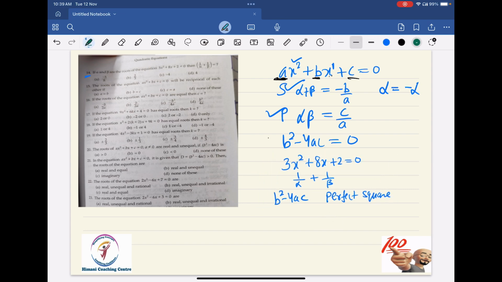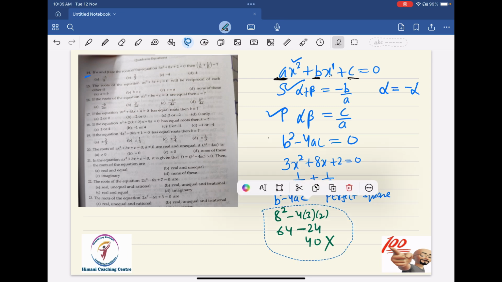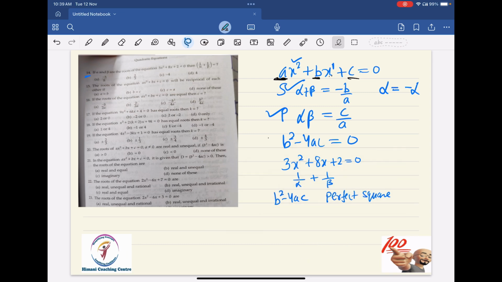Now let us look at this one. Here, if I do b square minus 4ac, which is 8 square minus 4 times 3 times 2. So this is 64 minus 24, and I am getting 40. Now 40 is not a perfect square. So that means we cannot do middle term splitting. Because if middle term splitting is possible, then we get the alpha beta directly. But in this question, that is not possible.